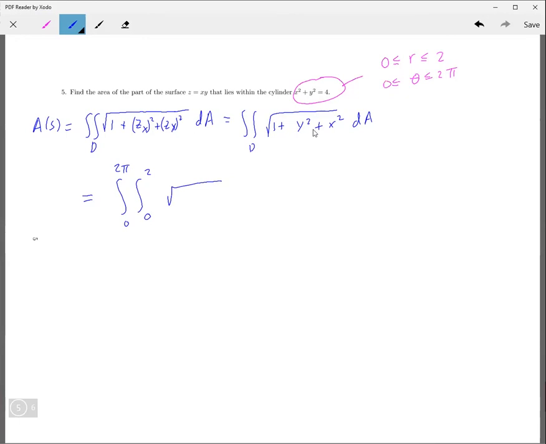And this part right here, what do we change this to in polar coordinates? Yeah, x squared plus y squared is just r squared. So that's what you get there. And then the dA changes to r dr d theta. So I probably, instead of writing it this way, I'm going to go that way, because that's just easier for me to integrate.